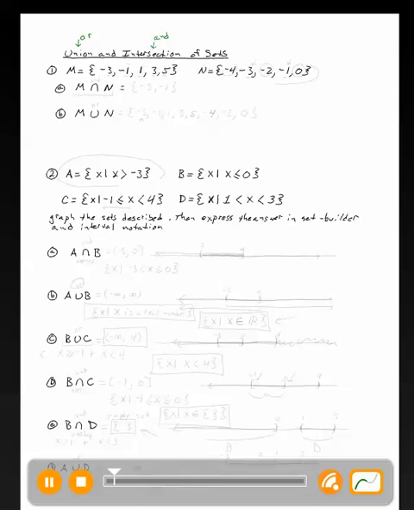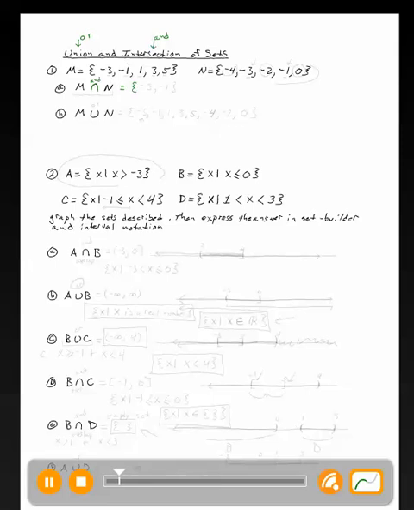So we have two sets here, M and N. And in part A it asks us for M intersect N, and we've got this upside down U symbol to represent intersect. I like to write the word and in there somewhere to remind me that it has to be a member of M and N in order to be a member of the intersection.